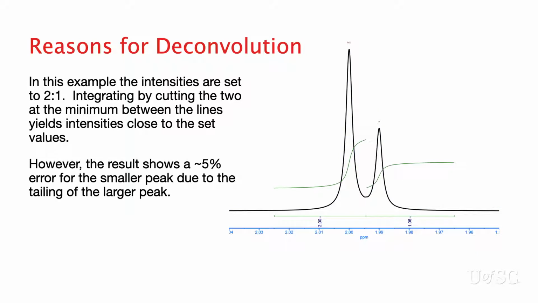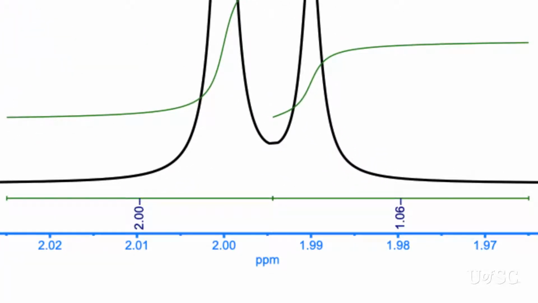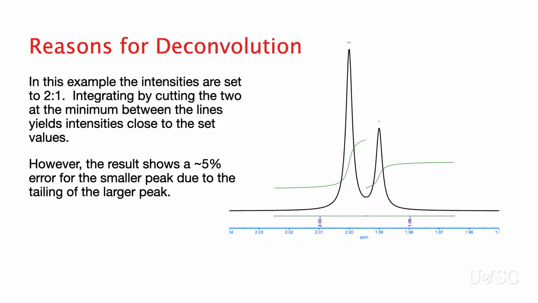For the next example the intensities are set to have a 2:1 ratio. If we cut the integration regions at the minimum between the two lines we get values that are close to the actual intensity ratio. However, the minor peak's area is overrepresented by about 5%. In this, and following examples, we are setting the major peak intensity to the inputted value and observing the error introduced in the minor's measured value.